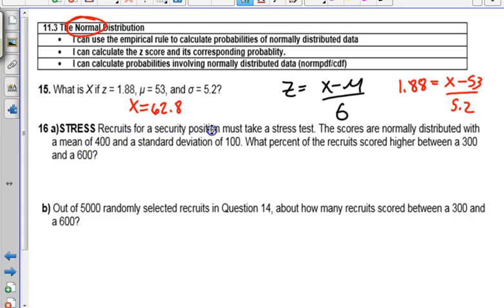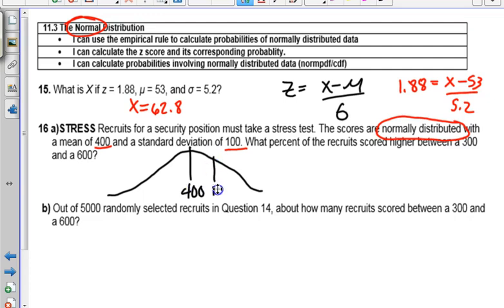16, recruits for security position must take a stress test. The scores are normally distributed. That's your hint that you're using the normal distribution on the calculator. Okay. With a mean of 400, standard deviation of 100. What percent are between a 300 and a 600? Okay, this question I will take 2 answers. You can do it on the calculator or you can use empirical formula. It says a mean of 400, a standard deviation of 100. So this would be 500, 600, 700.